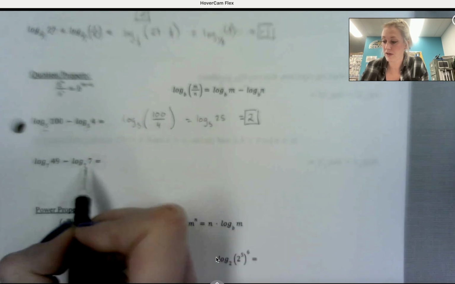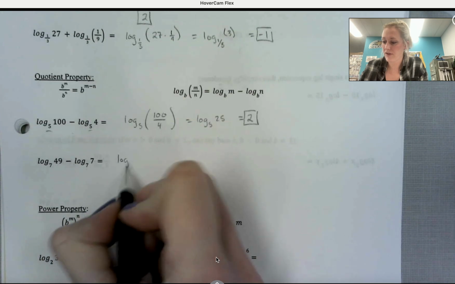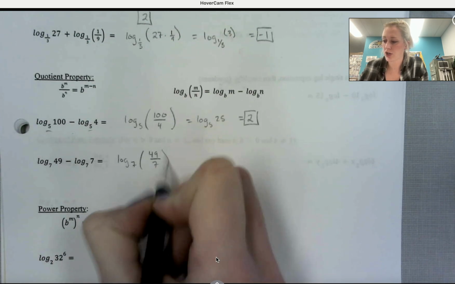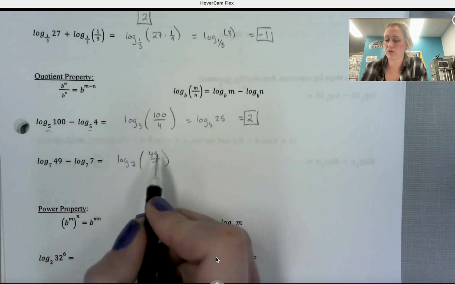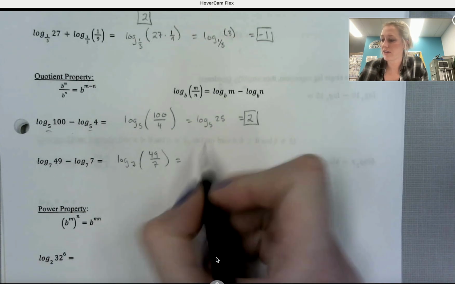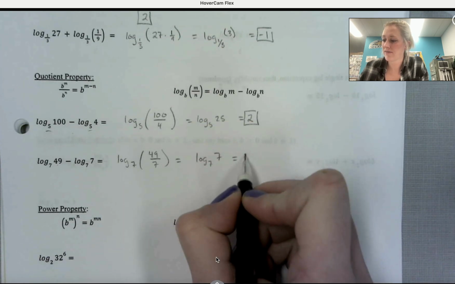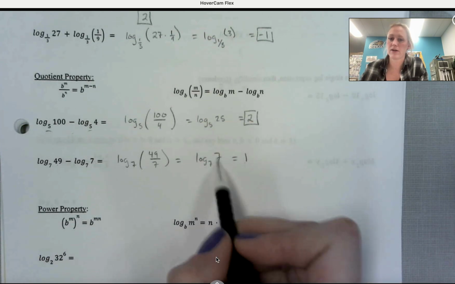base 7, so we can combine them. Log base 7 of 49 over 7. So subtraction combines to be division. The first one always is my numerator. 49 divided by 7 is 7. Log base 7 of 7 is 1. 7 to the first power is 7.